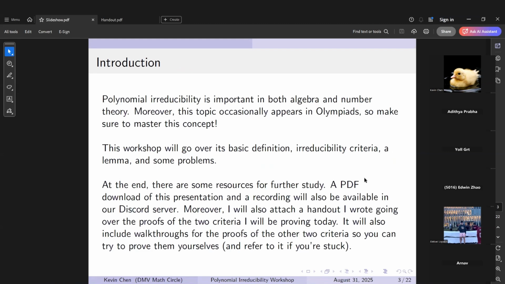All right, so here's an introduction. Polynomial irreducibility is important in both algebra and number theory, and in Olympiads as well as higher math. Since this topic occasionally appears in Olympiads, make sure to master it. This workshop is going to go over its basic definition, some irreducibility criteria, a lemma, and some problems. And at the end, like all of our other workshops, there are going to be some resources for further study.